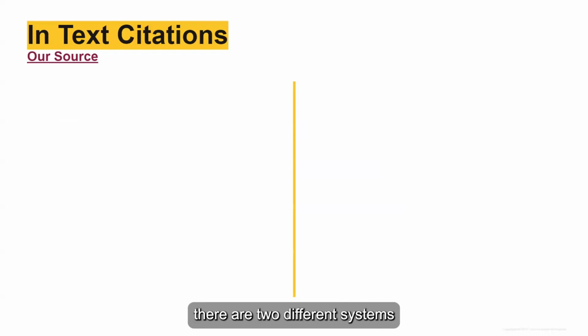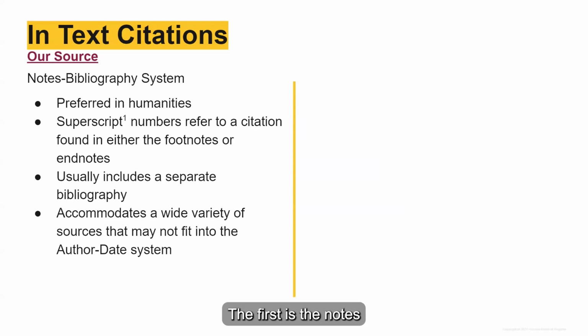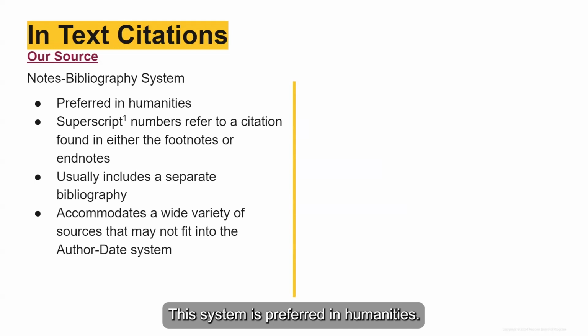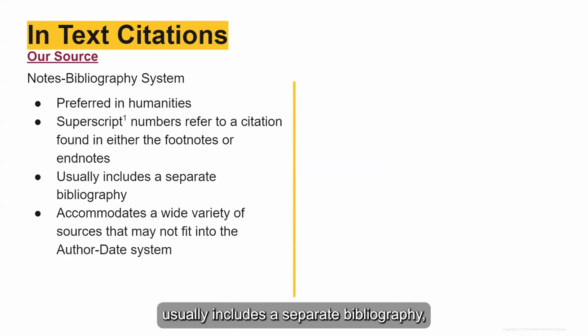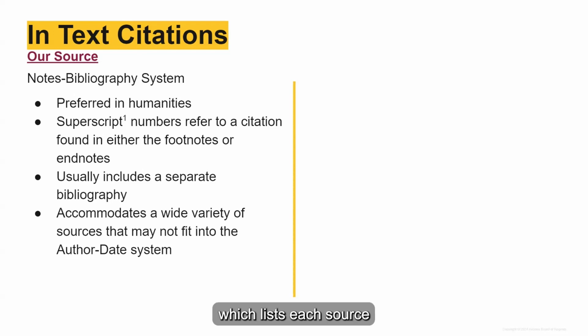In Chicago style, there are two different systems for dealing with in-text citations. The first is the Notes-Bibliography System. This system is preferred in humanities. It uses superscript numbers, as shown here, to refer to a citation found in either the footnotes or endnotes of a document. The footnotes are at the bottom of each page, where endnotes are at the end of the entire document. The Notes-Bibliography System usually includes a separate bibliography which lists each source used within the paper.